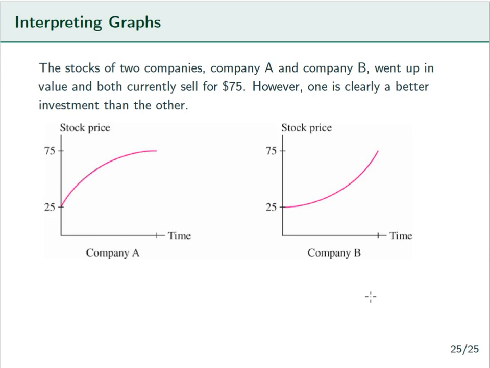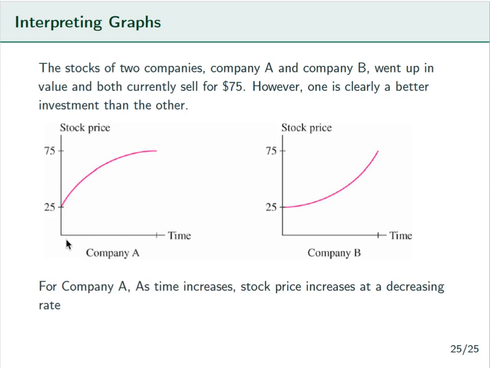Okay, so think about it. Which one is the better investment? And try to explain why in your mind before I go over the answer. Why is it that one company is better than the other in terms of investment? Okay. So this is why we need to be able to explain more than just increasing or decreasing, because there are different types of increasing and different types of decreasing. So let's look at the reason.